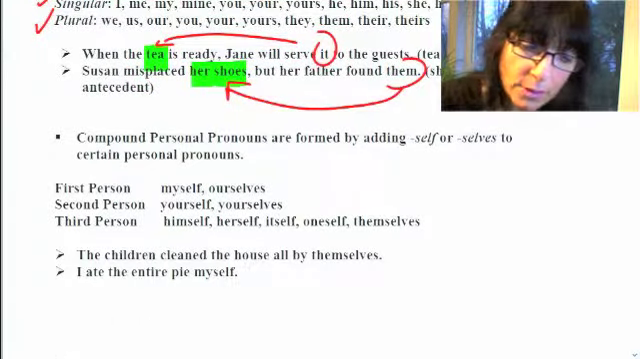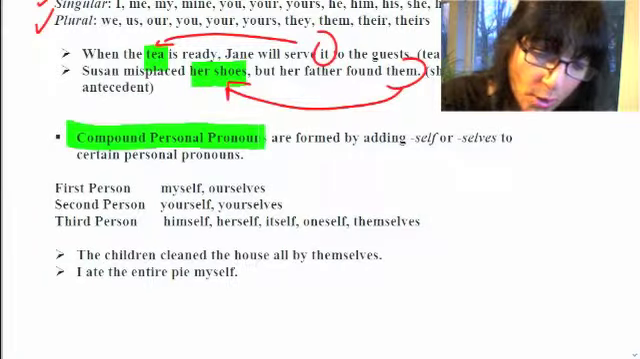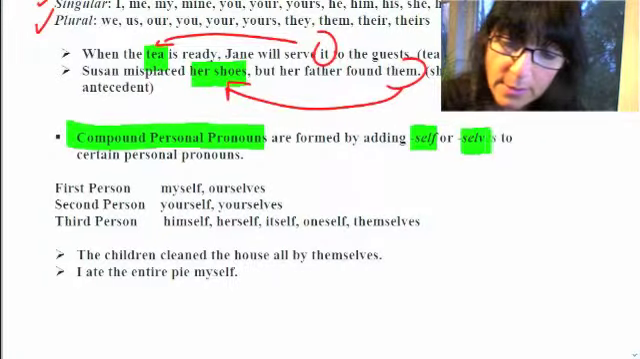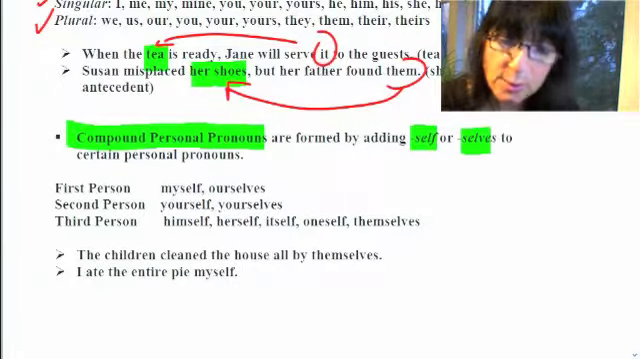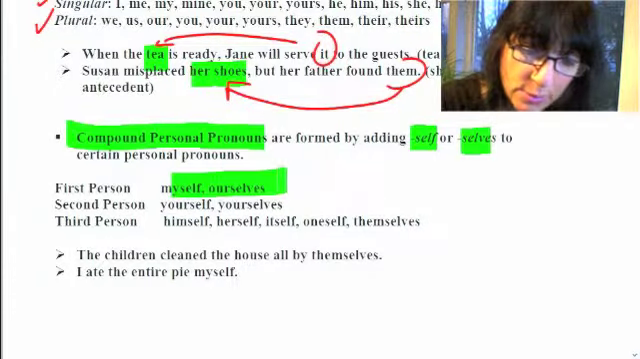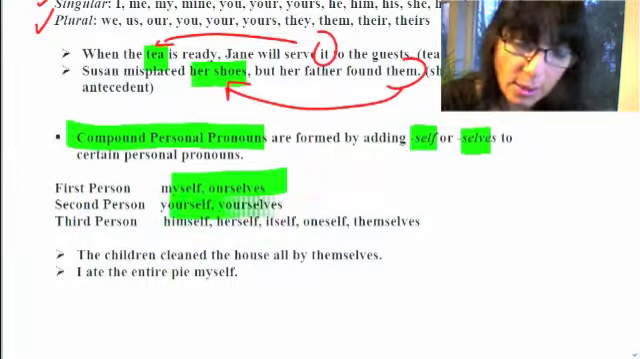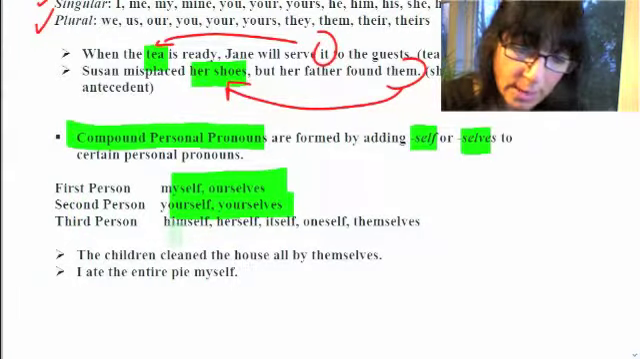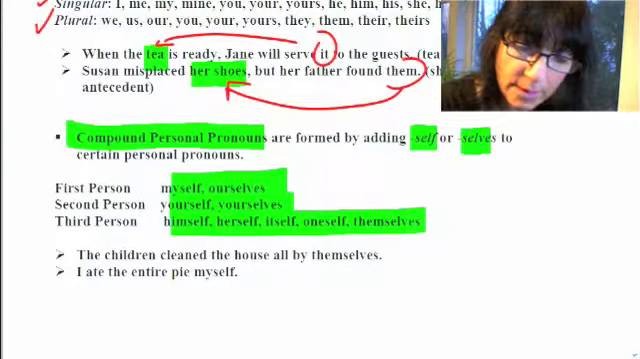As well, there are types of pronouns called compound personal pronouns. They're formed when you add self or selves to certain personal pronouns. The first person would be myself, ourselves. The second person is yourself and yourselves. And the third person is himself, herself, itself, oneself, themselves.